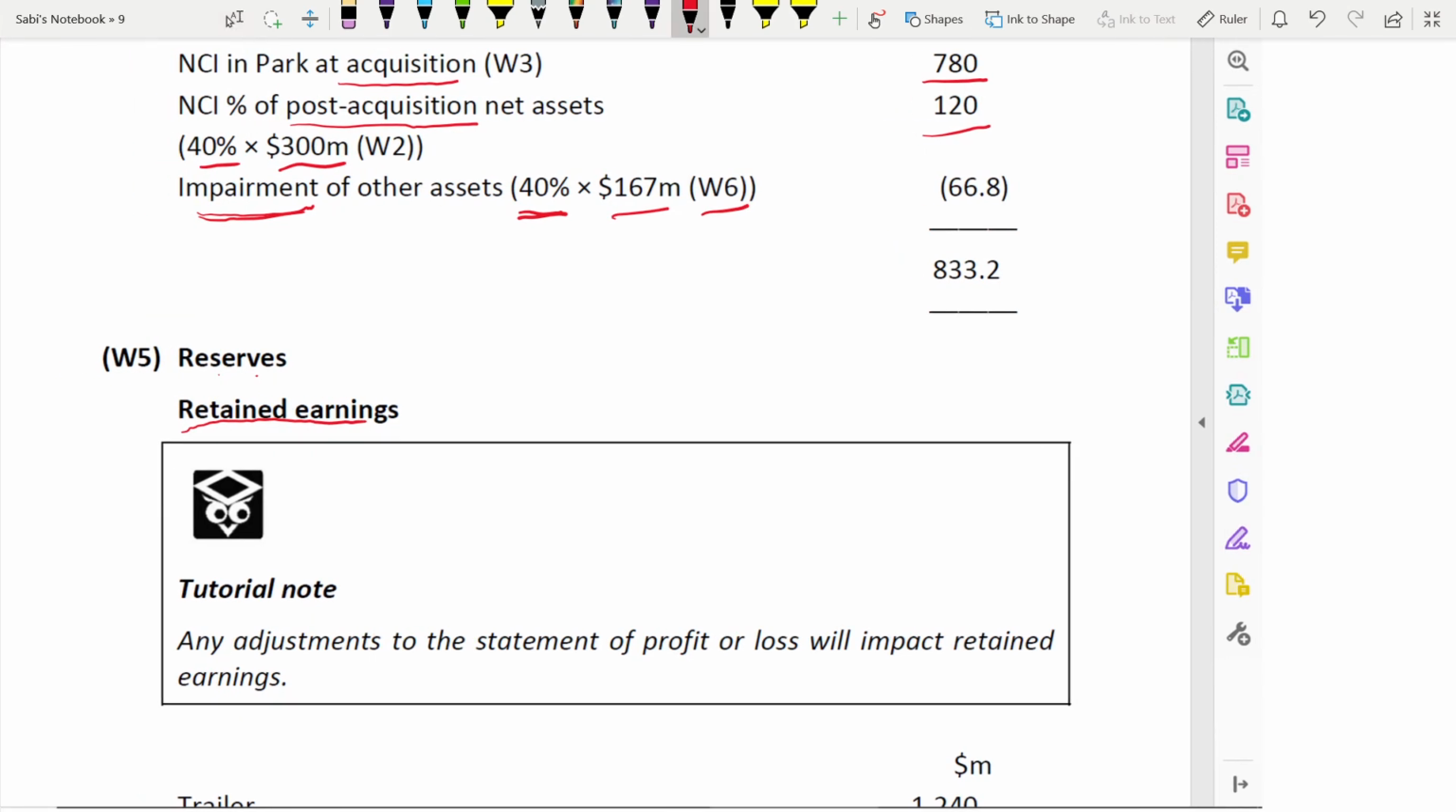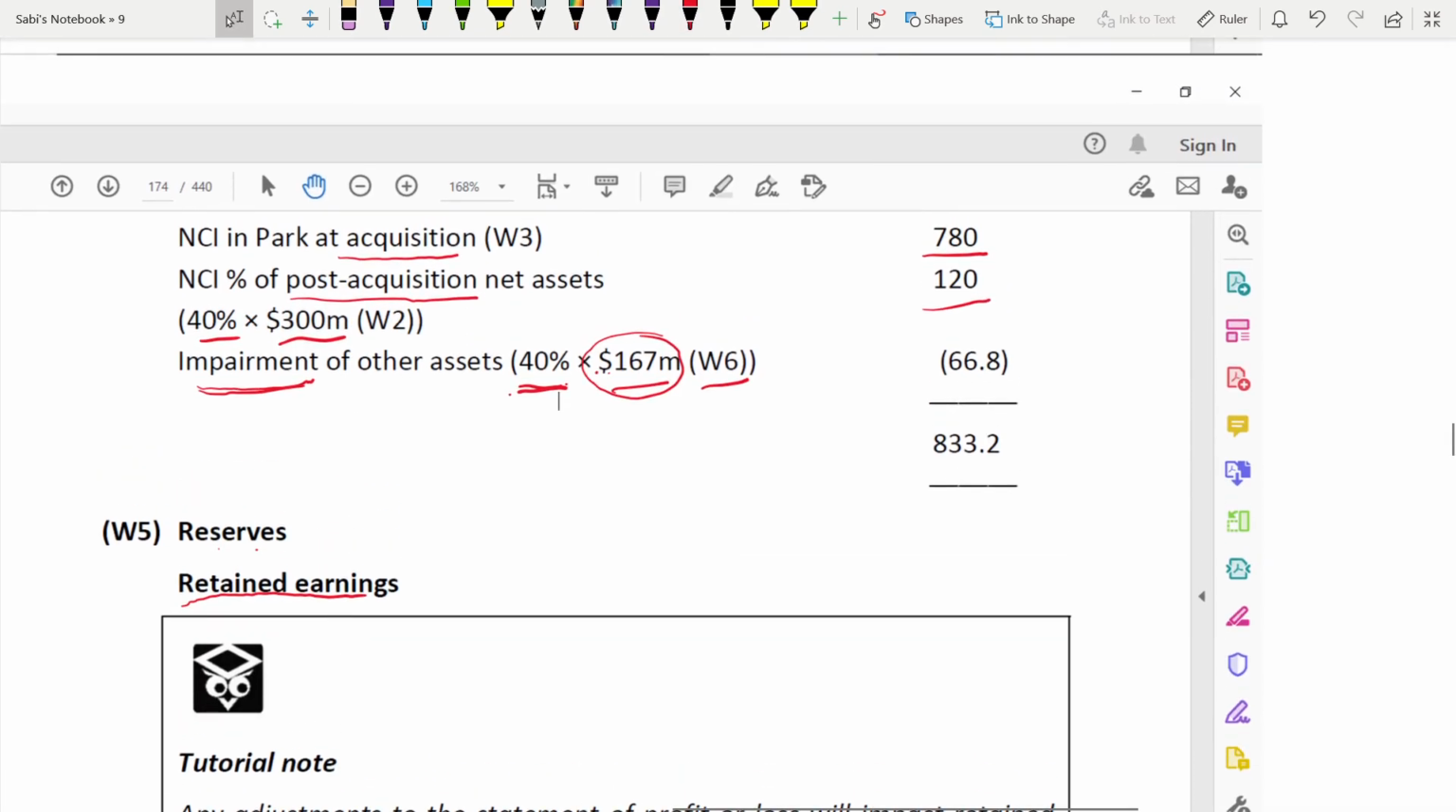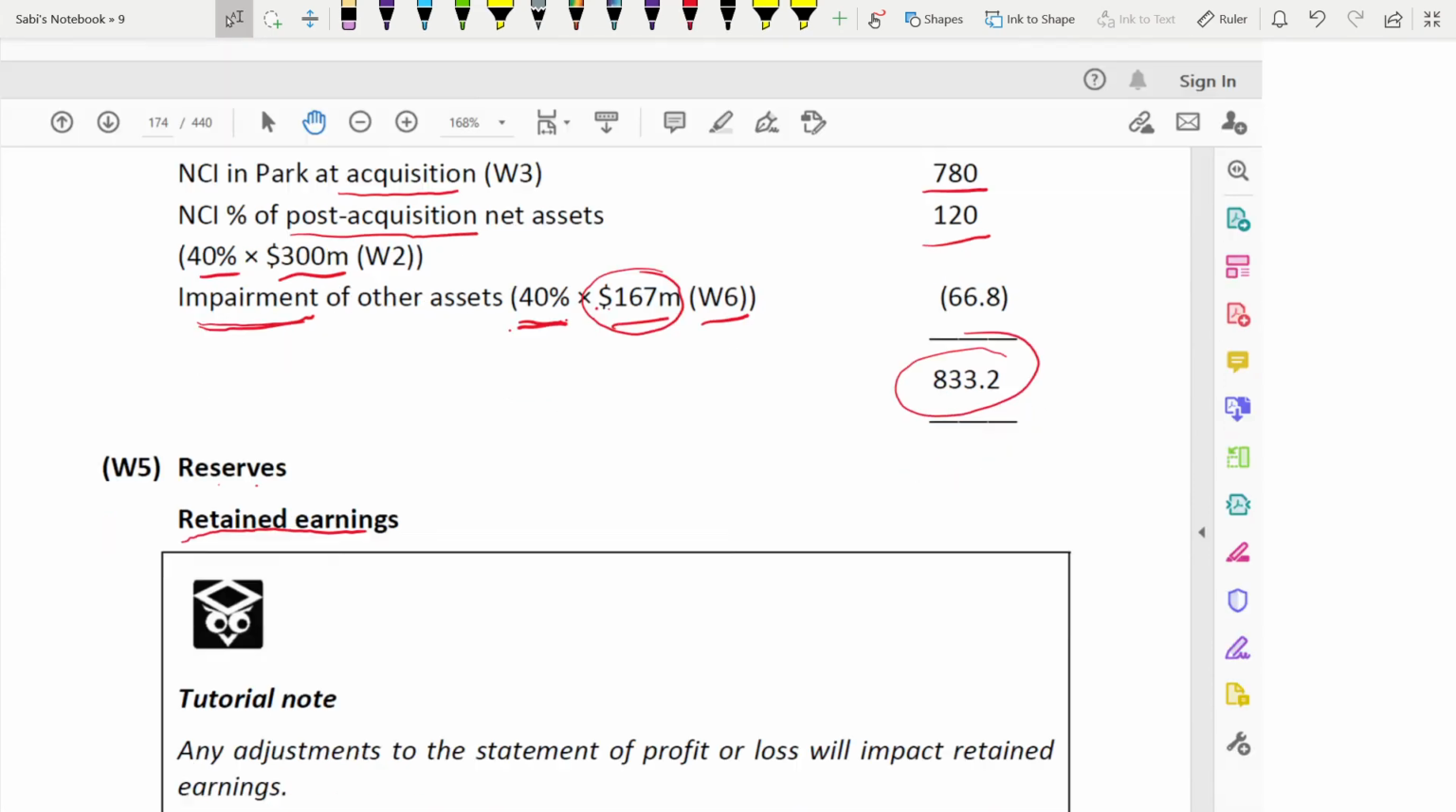Out of that 167 remaining, 40% will go to NCI. That's why in the NCI part you need to deduct 66.8. I hope this tells you how you got the NCI. This is the NCI. Next is reserves.